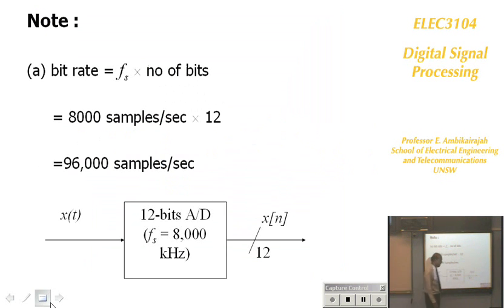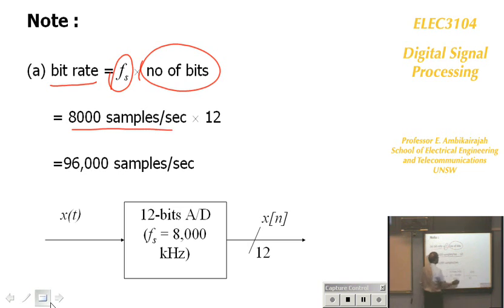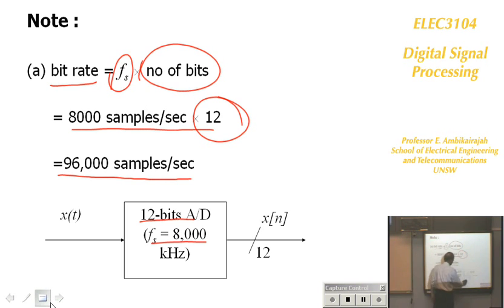So, just to summarize everything we have done so far. Bit rate is a new terminology you will know. It is the sampling frequency multiplied by the number of bits. Each sample is how many bits? That is called the bit rate. With 8,000 samples per second multiplied by 12 bits, you get 96,000 bits per second, which is the bit rate of an A2D converter. So for a 12-bit A2D converter with 8,000 sampling, every second 96,000 bits come out.